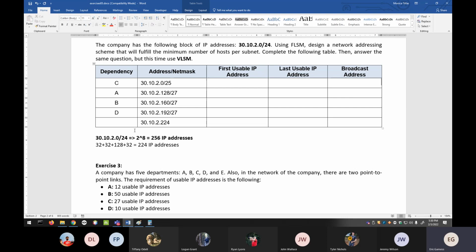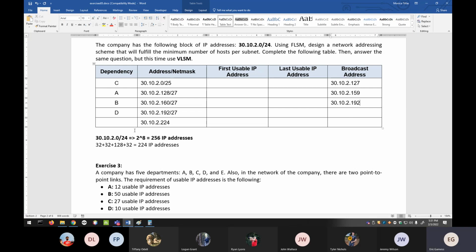Okay, what will be the broadcast address here in C? 127, it will be one IP address before the next network. So the next network starts in 128. So this one will end in 127. What should I put here? Like the broadcast address of A. So B starts in 160. If B starts in 160, this one must end in 159.